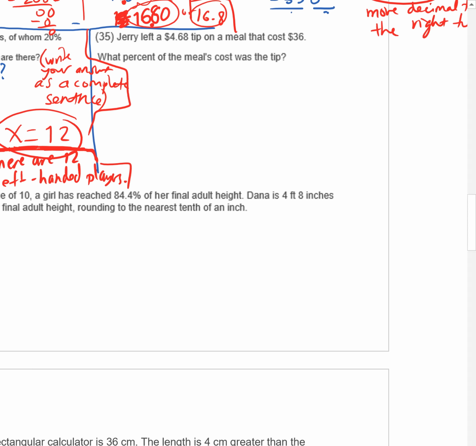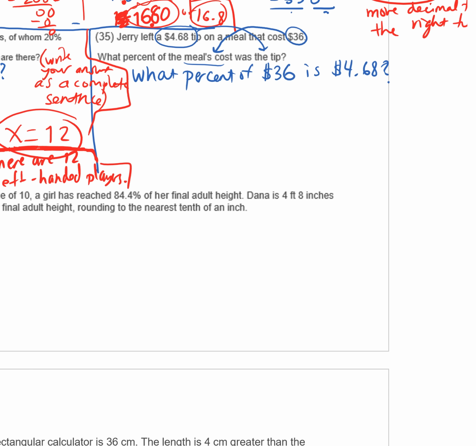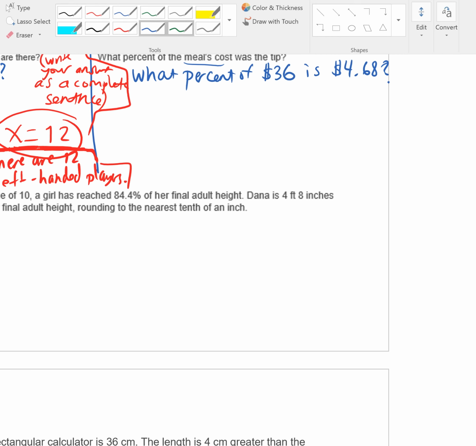The meal's cost, that was the $36. And then the tip was $4.68. So what they're asking is, what percent of the meal's cost of $36 is the tip, which was $4.68? What percent of 36 is 4.68? Now if I translate that into an equation, what will that be?